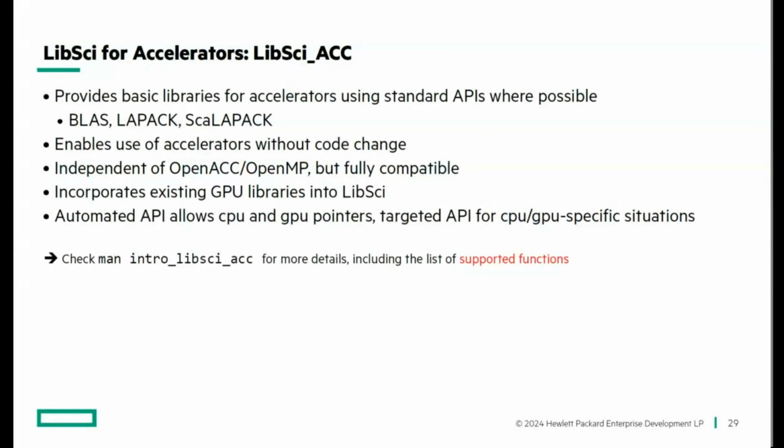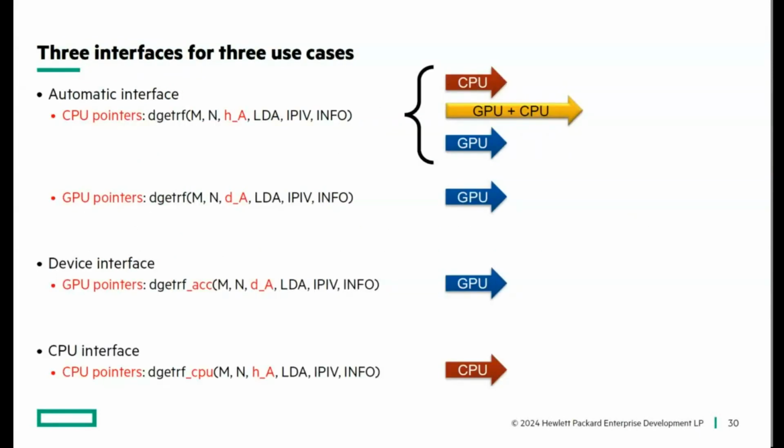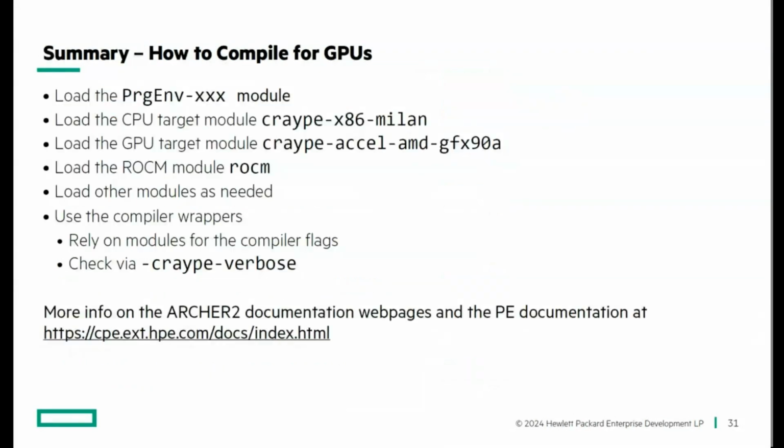So you can look at intro_libsci_acc, that's the man page for this, and to give you an idea, if you want the automated interface which is shown at the top, this would allow you to call something like DGETRF with data that's either on the accelerator or on the host. So here, H_A means array A is on the host, and D_A means it's on the device. So if you call this library with data that's on the CPU, it's going to get moved to the GPU and back. And if you call it with data that's on the GPU, then the operations will be completely on the GPU. And there are also specific device and CPU interfaces as well that are optional. So that's one nice entry to using some libraries.